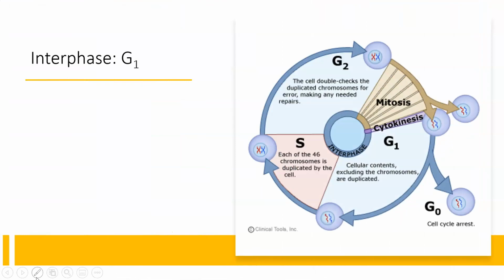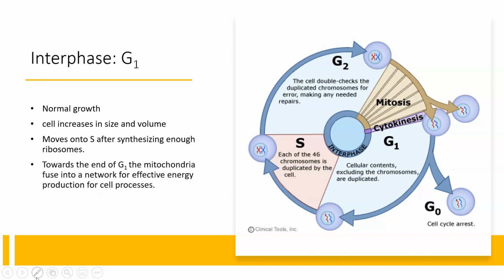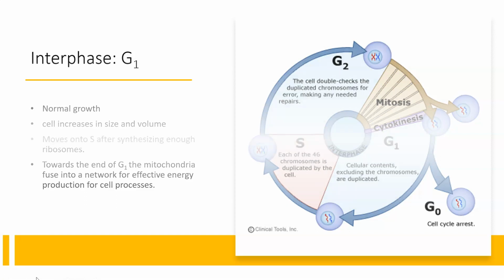So the interphase is split into 3 phases, G1, S and G2. G1 is just your normal cell growth. Cell increases in size and volume. It moves into the S phase after it synthesizes enough ribosomes ready for cell division. Towards the end of G1, the mitochondria fuse into a network for effective energy production for the cell processes.